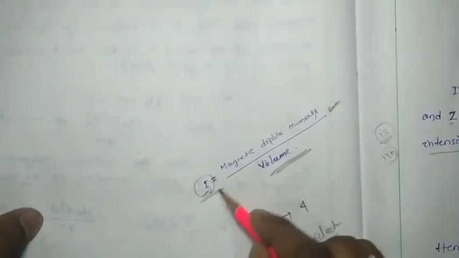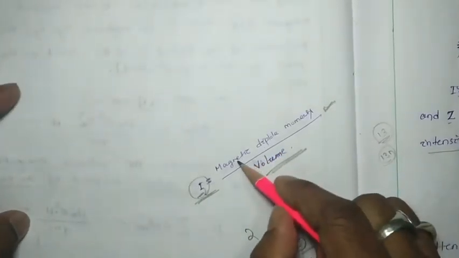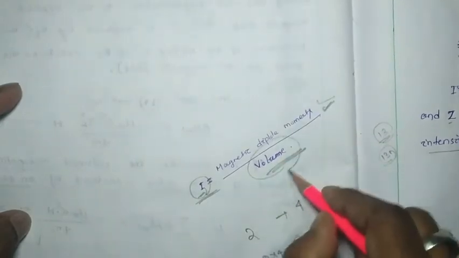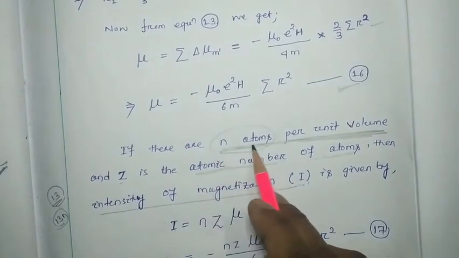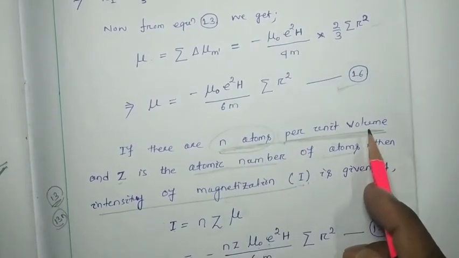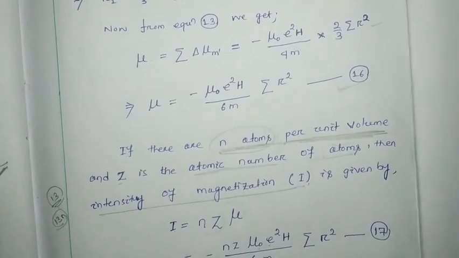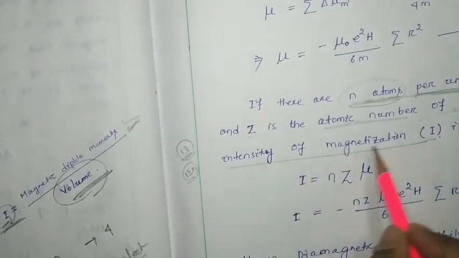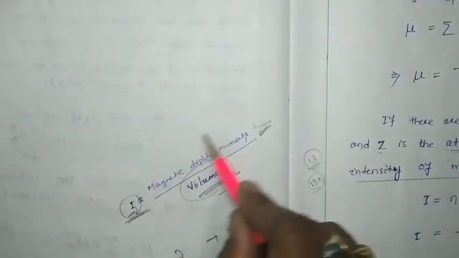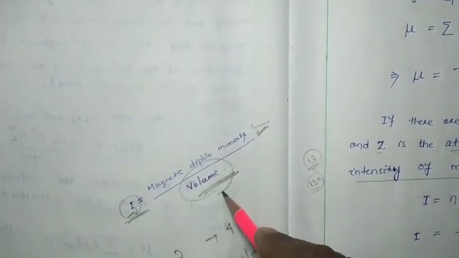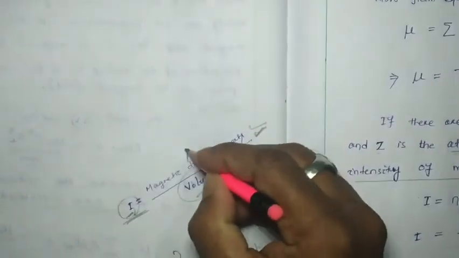Because as per the definition of I, the intensity of magnetization is magnetic dipole moment per unit volume. So here we are considering n atoms per unit volume. That means it is written indirectly as the intensity of magnetization, that is, the number of magnetic dipole moments per unit volume. So what will be the number of dipole moments?